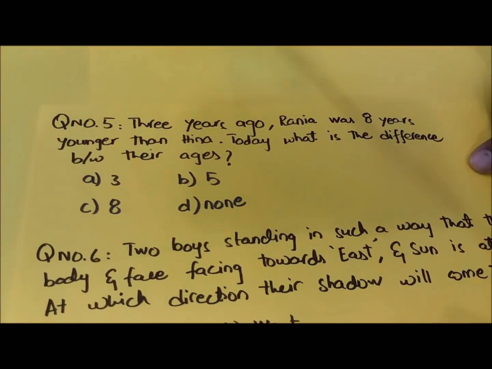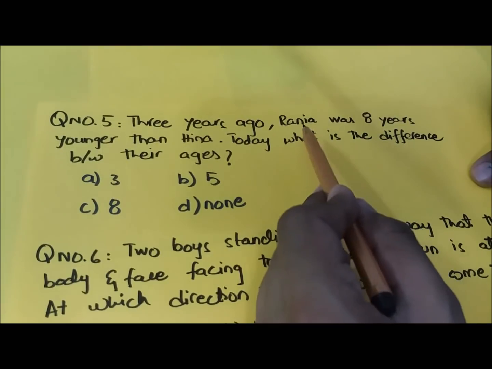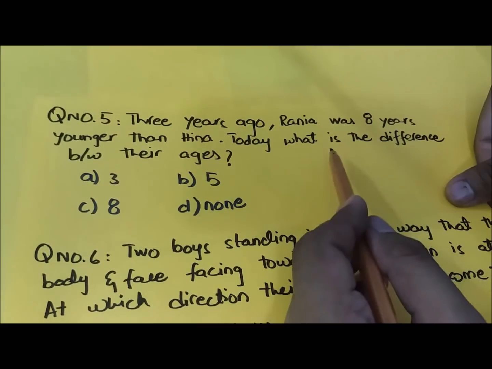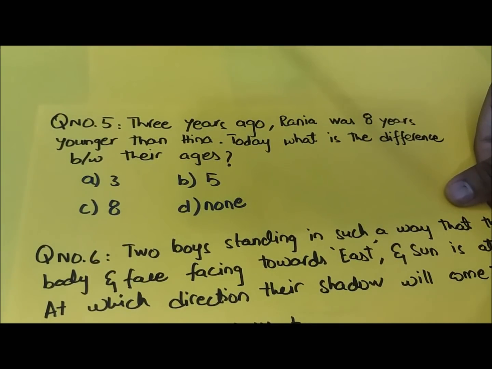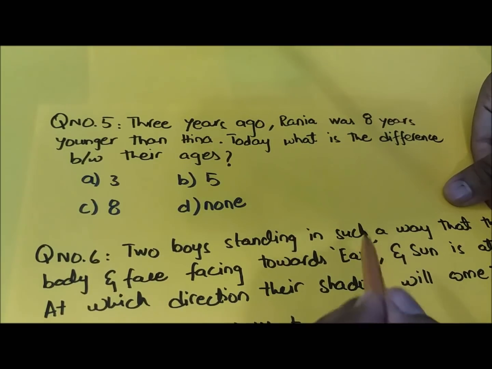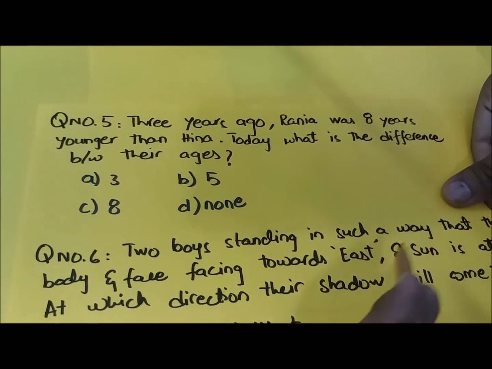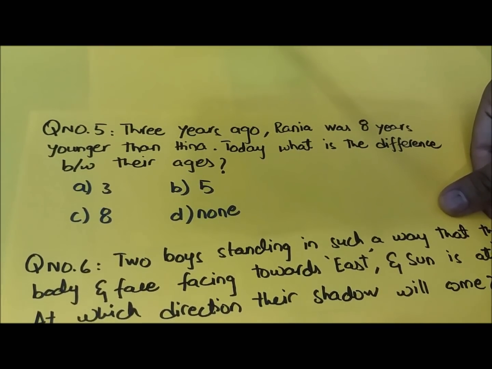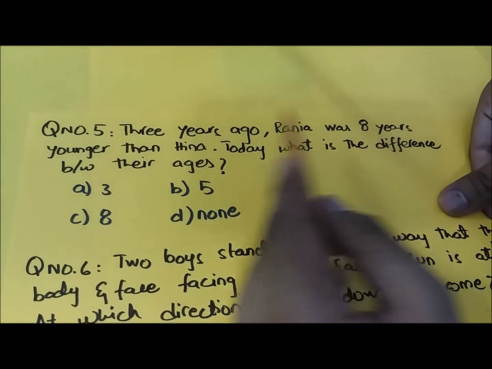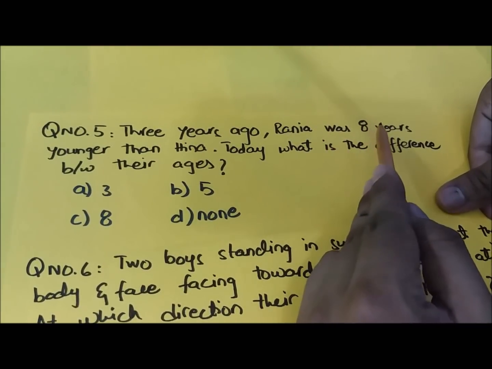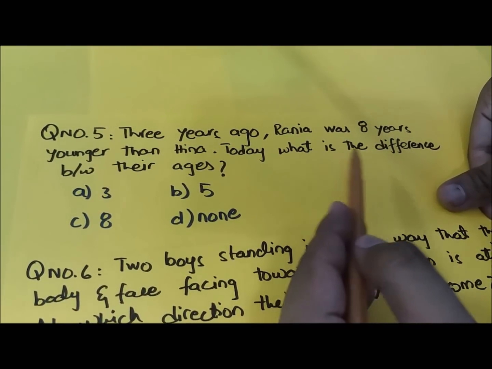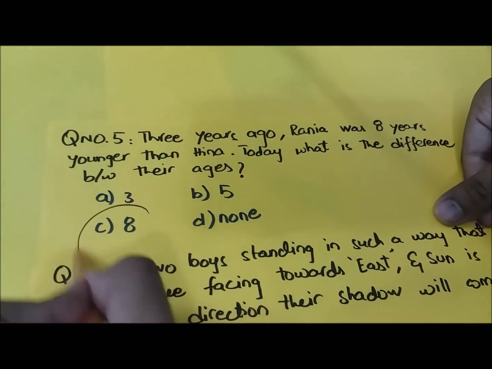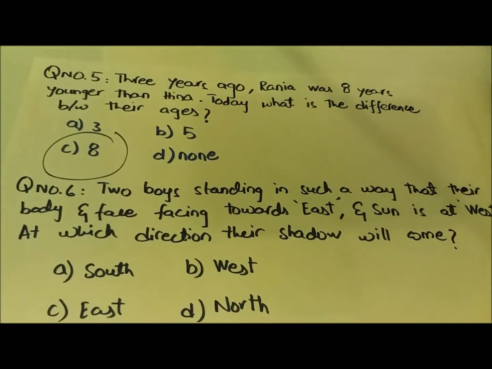So 3 years ago Rania was 8 years younger than Hina. Today, what is the difference between their ages? So should I add or subtract their ages? Definitely not. It's just a common sense question. Before 3 years, Rania was 8 years younger. Definitely today both of them have grown the same, so the age difference stays. It is the answer.